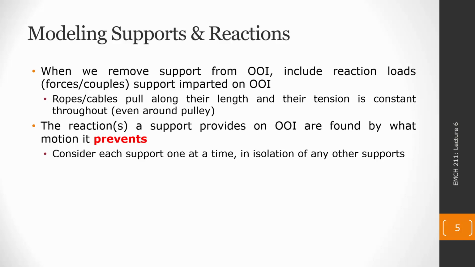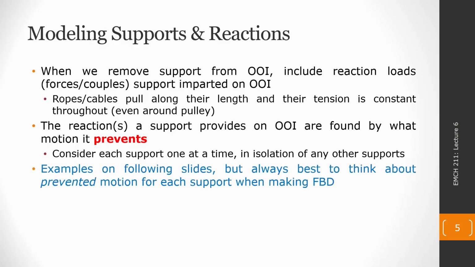In terms of rotation, now we can rotate about any of the coordinate axes. Does it prevent rotation around 1 axis, 2 axes, 3 axes, preventing all rotation? Well, that's going to tell us how many couples it's going to introduce and about what axes these couples will act. As with 2D, the best strategy for modeling these supports is not to memorize just a list of supports, but to really consider what motion is prevented because that particular support was there. And that's how it's going to appear in the free body diagram with the appropriate forces and the appropriate couples.